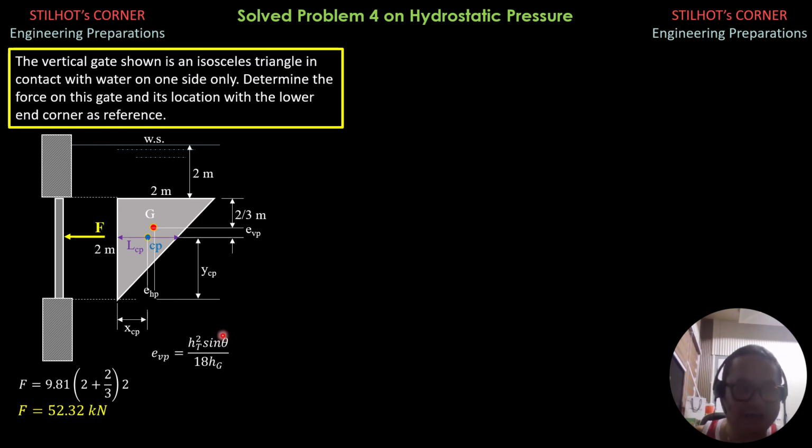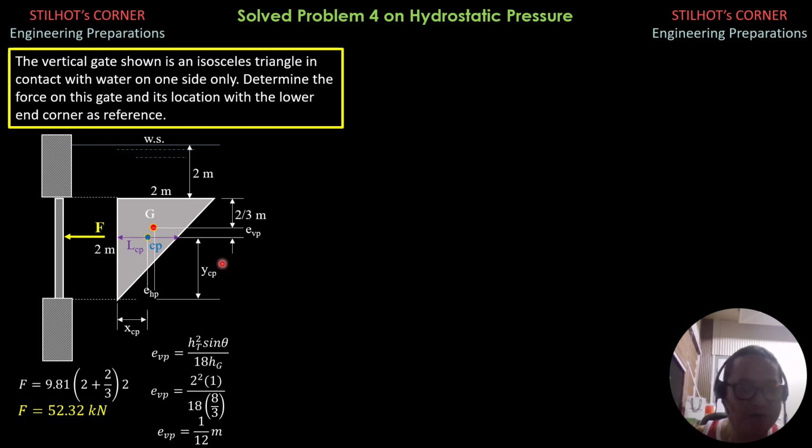This is also derived in the lecture part, so you just go over the derivation. So sine theta again is 1, height of triangle is 2. So Hg is this value, 8/3, 2 plus 2/3. So 2 squared times 1 over 18 times 8/3. So E sub Vp is equal to 1 over 12 meters.